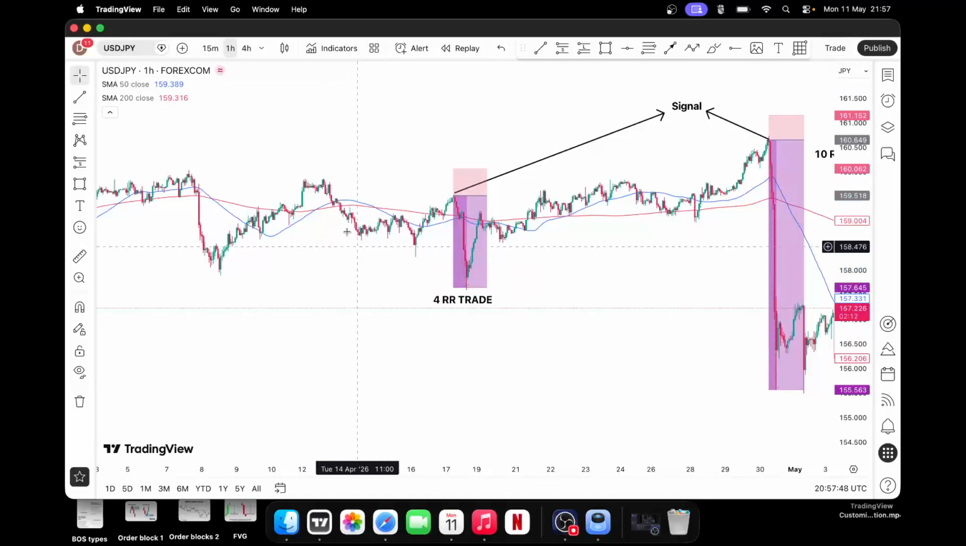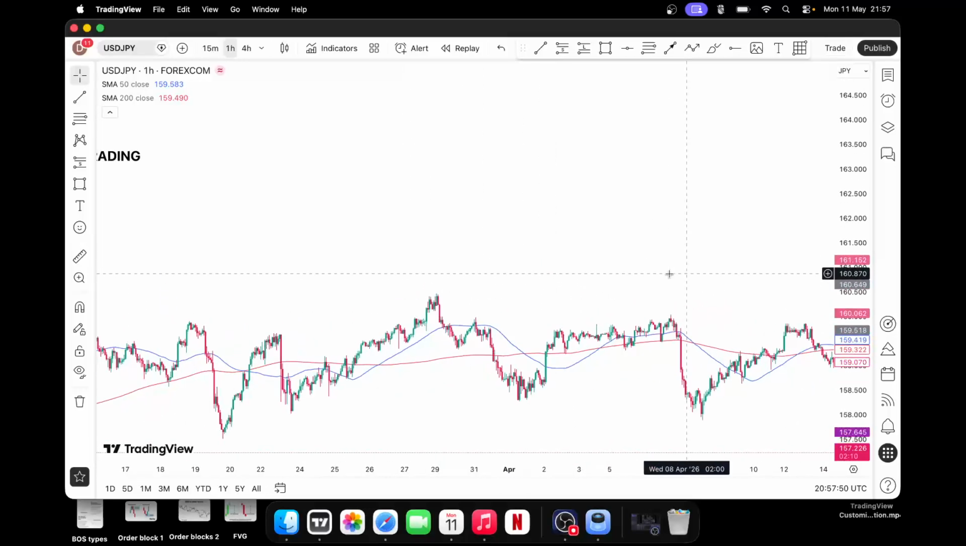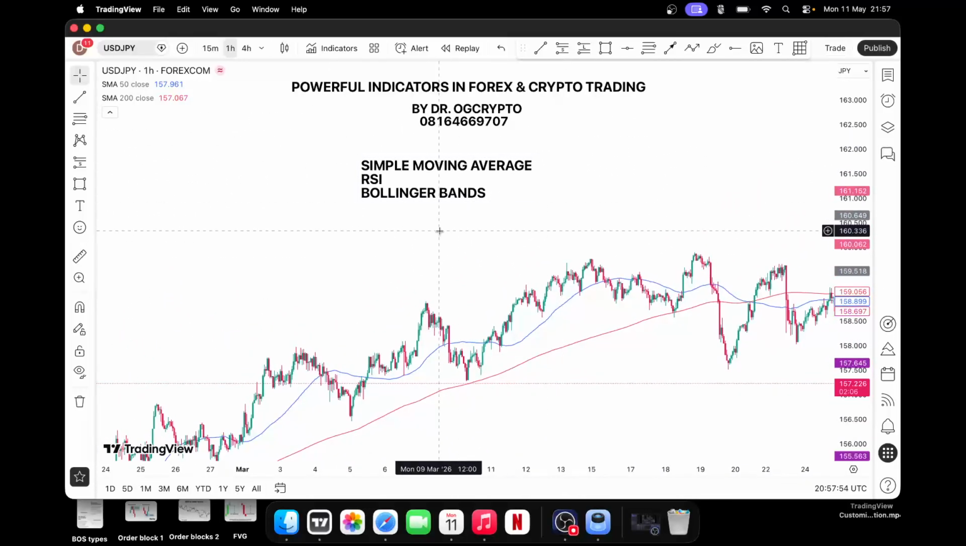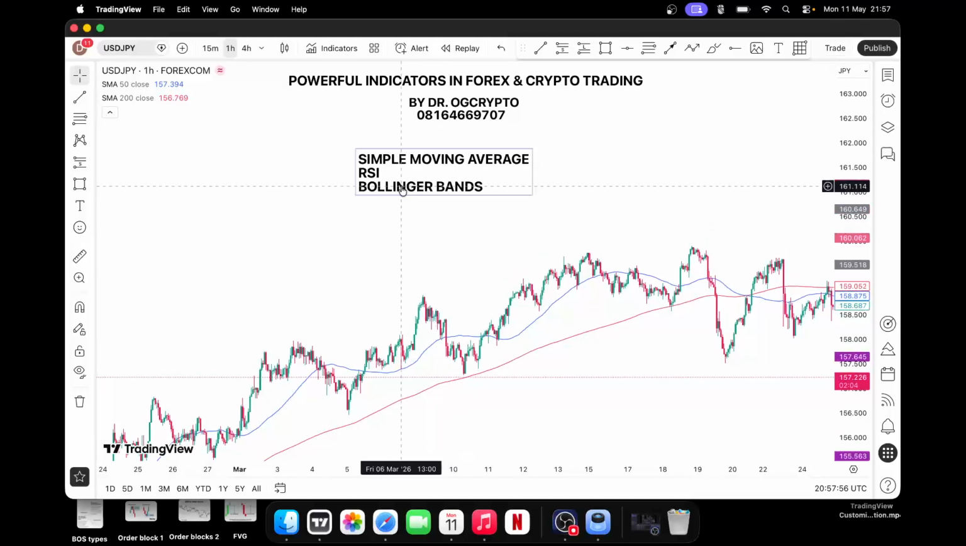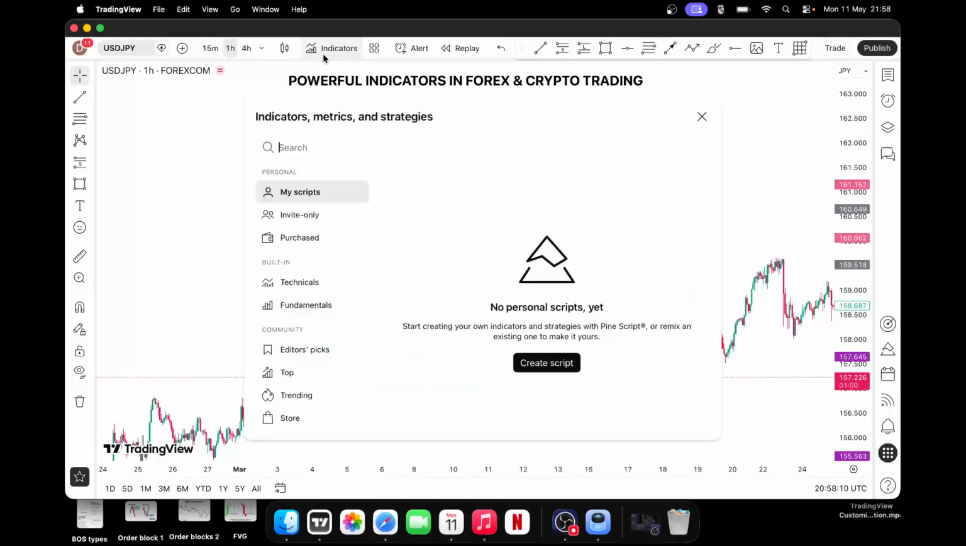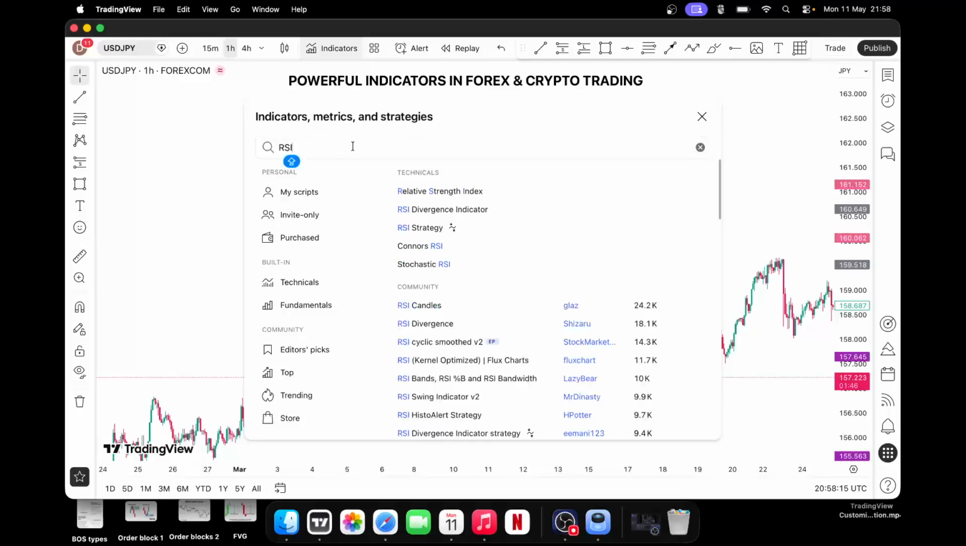So another powerful indicator that you can use in trading is what we call relative strength index. That's RSI, relative strength index. So go to your indicators. You can remove these ones. To remove the SMAs, just click on the delete. You see that we don't have it anymore. So click on indicator and search for what? RSI. You understand? So you can see relative strength index.